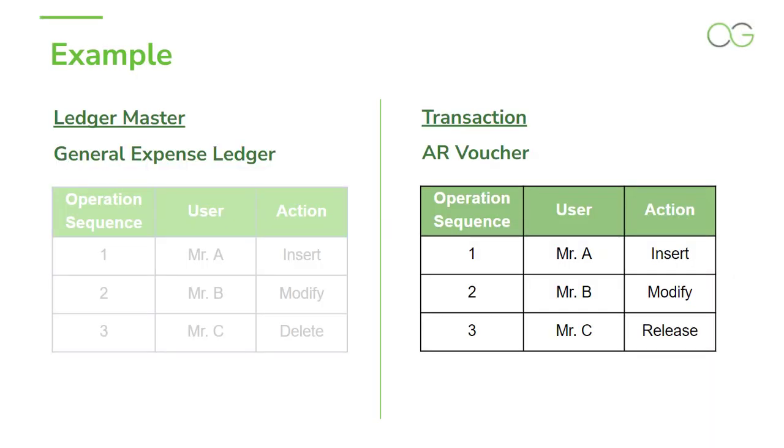Now let's take another example in which a user wants to track audit trail data for a transaction. For this example, we are taking AR voucher in consideration. So Mr. A initially created the AR voucher and some header level modifications were done by Mr. B, and finally it was released by Mr. C. Now let's go back to the system and see how this trail would be visible in the system.